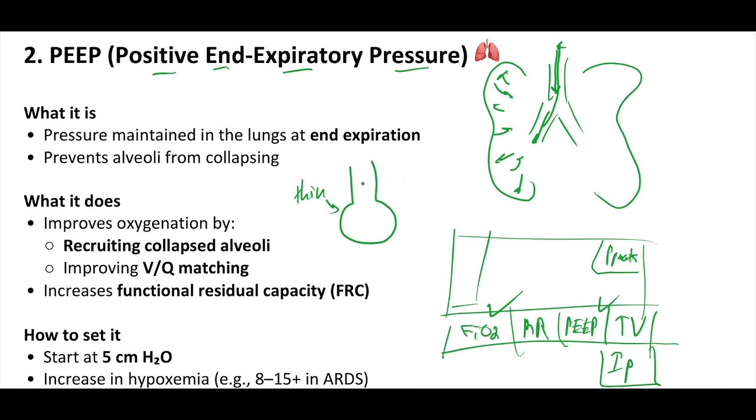And if there's no end expiratory pressure exerting some force on these thin walls, they'll collapse down. And this is atelectasis, right? If you have these shriveled, collapsed alveoli, that's how you get atelectasis. So positive end expiratory pressure continues to exert a small amount of expiratory force on these thin-walled alveoli to keep them open, keep them recruited, a word we often say, and prevent them from all collapsing and causing atelectasis.